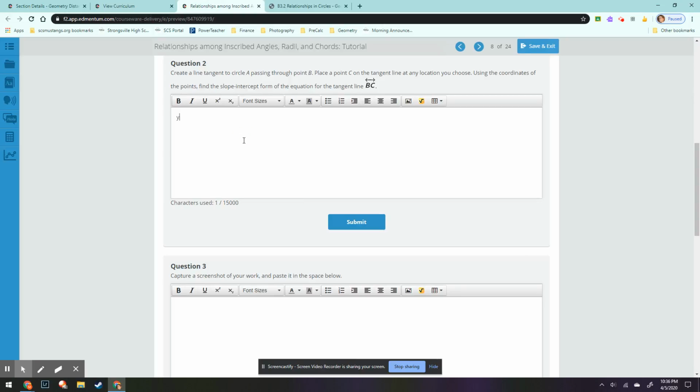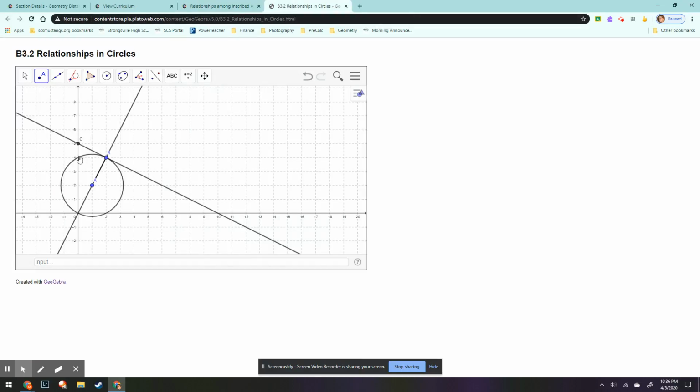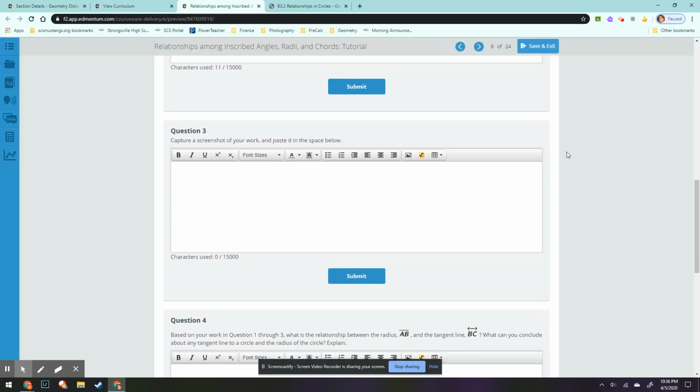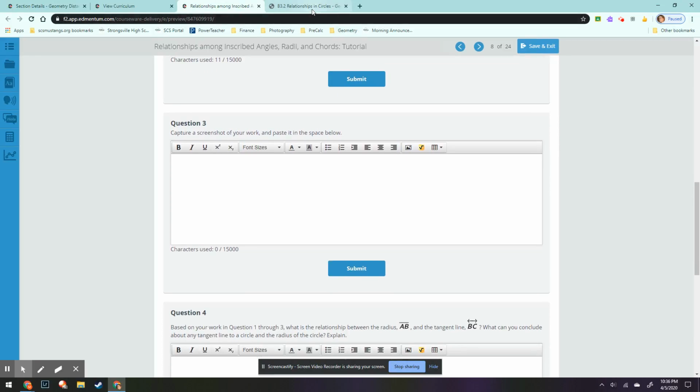So the equation of that line is y equals, it's kind of hard to type in fractions here, but you can just put the fraction in parentheses. So negative 1/2 x plus 5, right? Yeah, down 1, right 2, y-intercept of 5. Good. Okay. Now question 3, capture a screenshot of your work and then paste it in that space. Well, you guys know how to do that.